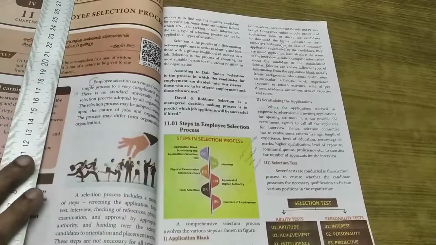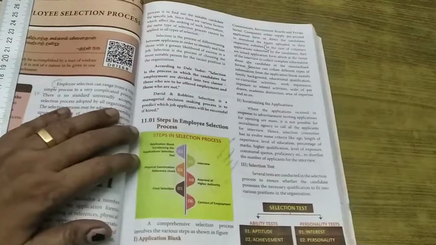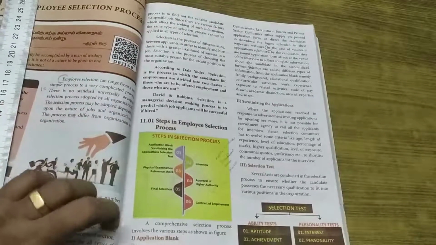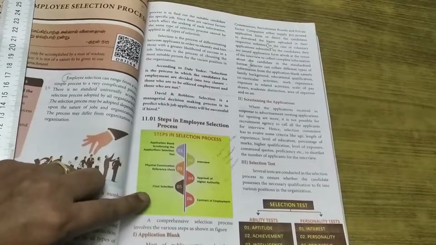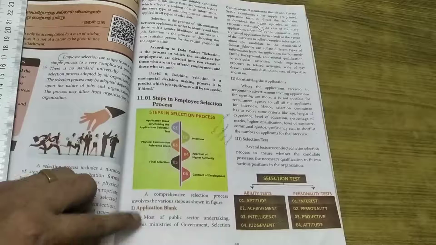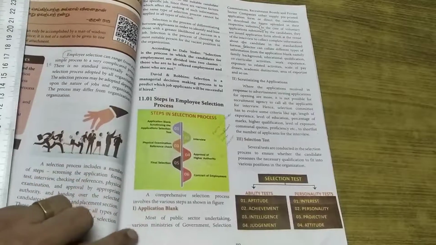Good morning, students. Today we can see the explanation about the steps in the employee selection process. Yesterday I explained what the steps are. Now we can learn elaborately about the various steps. The first one is the application blank.